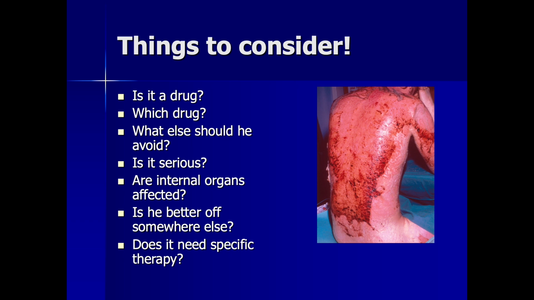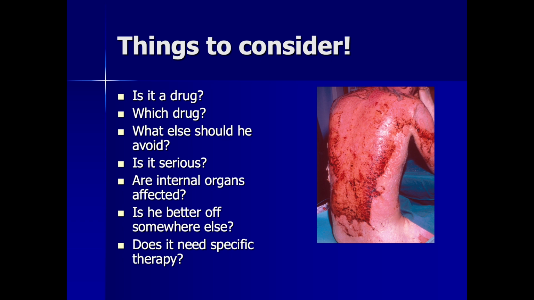If it is due to a drug, what else should he avoid if he survives this condition? Are there any other potentially cross-reacting drugs that can produce the same problem? Obviously, we want to know, is this serious? Toxic epidermal necrolysis, without a doubt, is. An exanthematous drug reaction is not. So TEN has a mortality of about 30%, so it's potentially very serious.